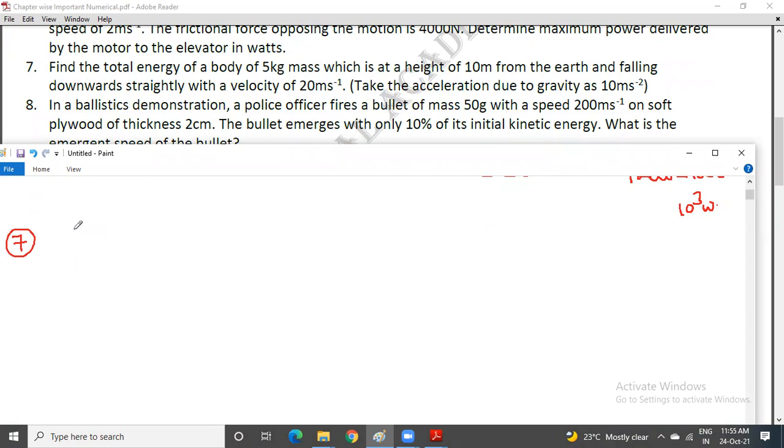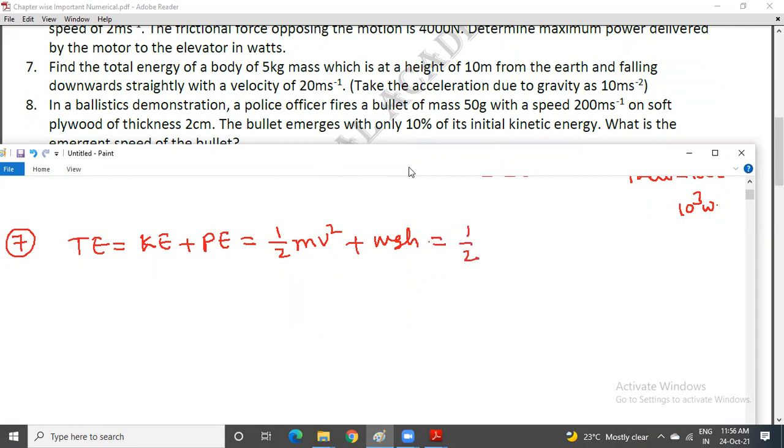Now, you are asked to find out the total energy. So total energy is the sum of kinetic energy and potential energy. Kinetic energy is half mv square, potential energy is mgh. So when it is at the point of height 10 meters, its velocity is this much. So at that point, what is its total energy?